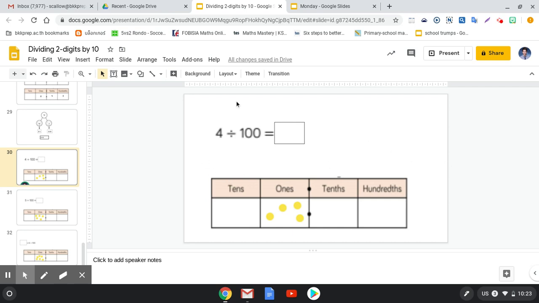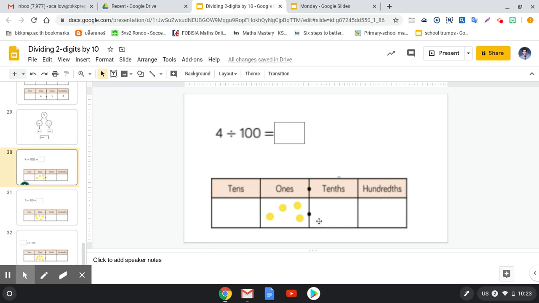So we're going to start off by dividing one-digit numbers by 100. And we're going to use place value charts and we're going to use counters to help us. Now, if you remember from the previous video, I told you that when we divide by 100, things get 100 times smaller, or they move 2 places along in the place value chart. So let's have a look at this then.